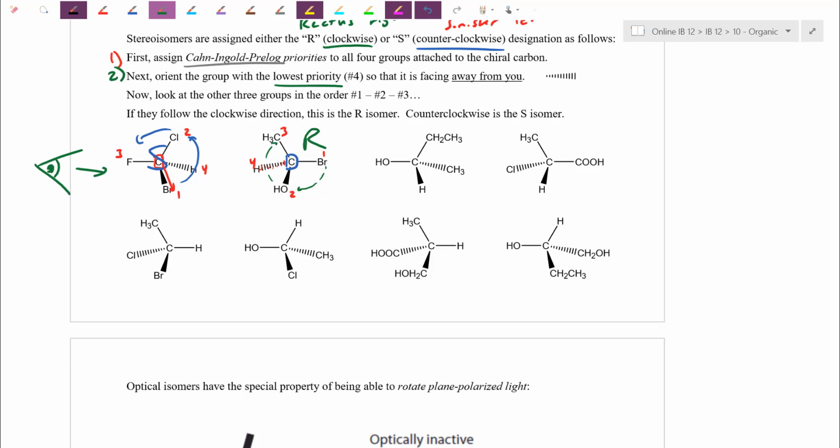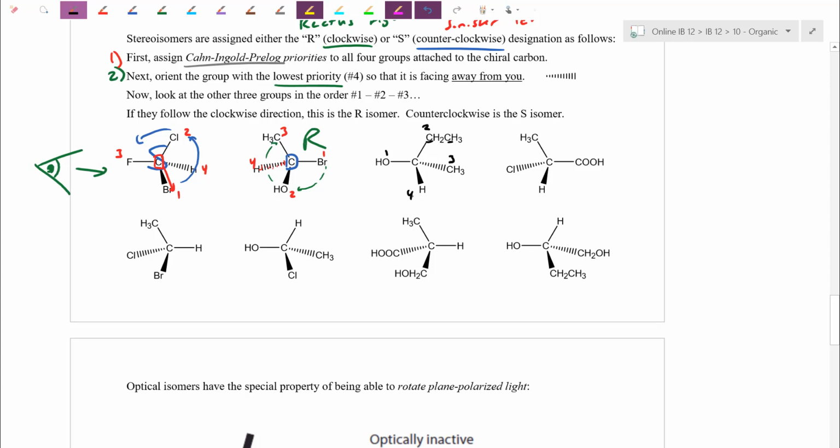It gets a little bit harder. Let's do one more here. Let's assign the numbers. Oxygen has the highest atomic number. That's the highest priority. I have 2 carbon groupings. Longer chains here have a carbon and then a carbon, so that's always higher priority than a shorter chain. Hydrogen is always a low priority group. Sometimes we don't even have hydrogen.